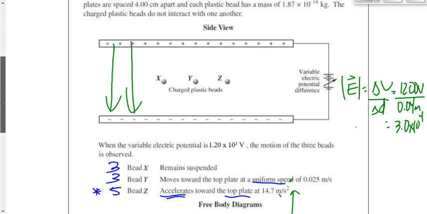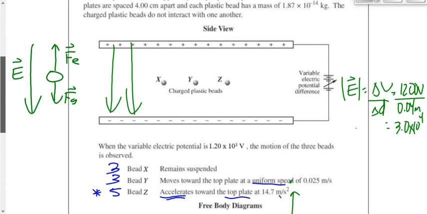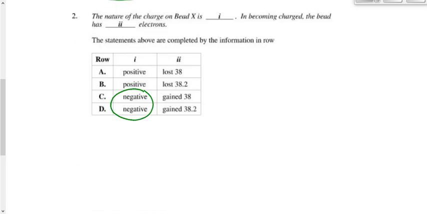If we draw a free body diagram, or just draw a diagram, we know the electric field is downwards. We know that if it's suspended, the gravitational force must be downwards and the electric force must be upwards. What do we know about the type of particle if the electric force is opposite to the field? The field is with the force for a positive charge, so if the field is against the force, it's going to be a negative particle. That means it would be either C or D. It's a negative particle, which means it's gained electrons. But how many electrons has it gained?